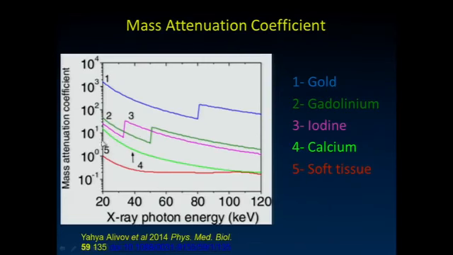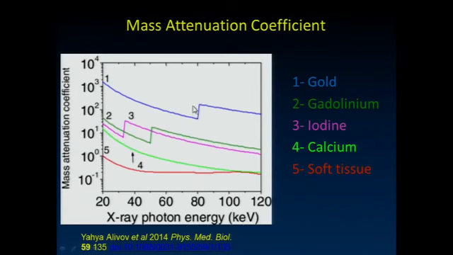So here's a mass attenuation coefficient. Before I was showing you cesium iodide and soft tissue. I just wanted to show you these. This is gold. This is iodine. This is calcium. This is gadolinium. This is calcium here, and this is soft tissue. So someone tell me, sorry, what does this discontinuity do? Right, this is due to the photoelectric effect.